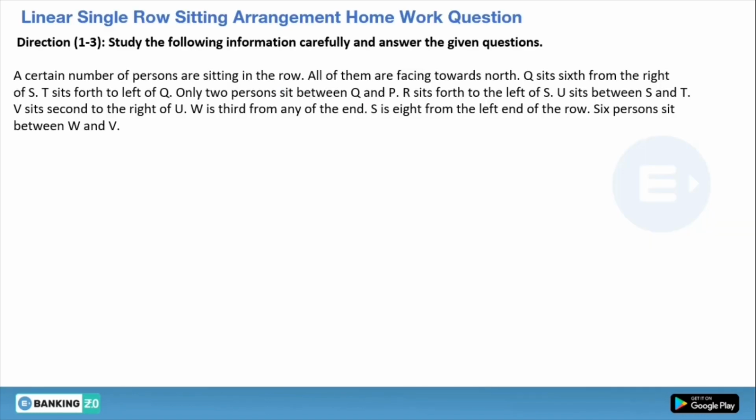So students, before starting this video's question, we will first discuss the previous video's homework question. The question is: a certain number of persons are sitting in a row and all of them are facing north. First we have to draw a line because it is a single row sitting arrangement, so only one line will be there, and all the persons sitting in this row are facing north. It means this side will be left and this side will be right, but we don't know how many persons are sitting, so we will not plot the number of seats in our row.